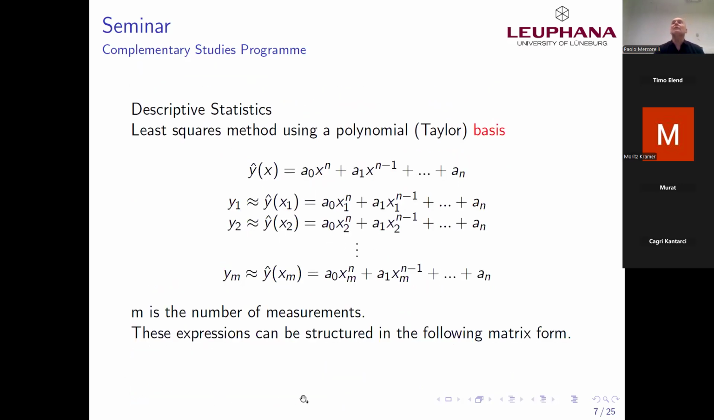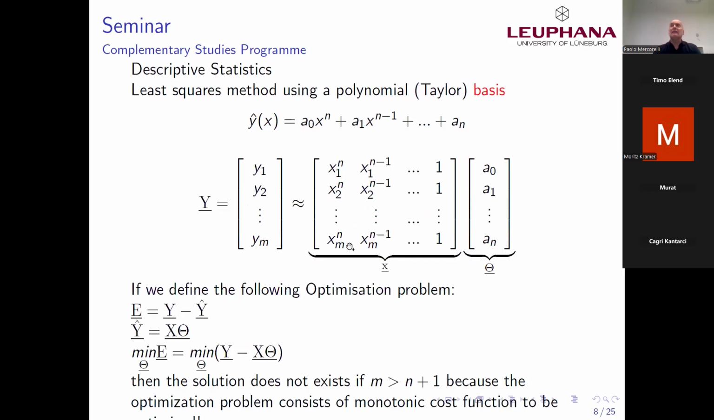I do this approximation or this expression for all my measurements, M measurements. Typically, the number of measurements, M, is much larger than N. We will see in a few minutes why. And this expression can be written in another language, the language of matrices, in this form here. Last time we stopped here, I think.